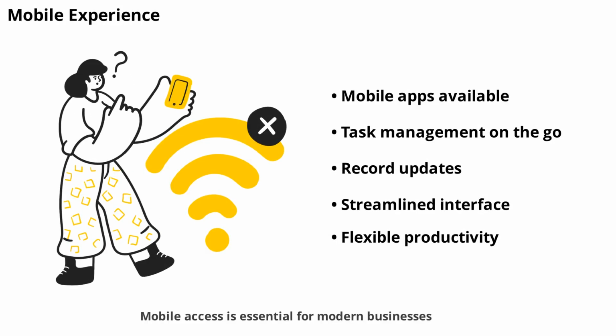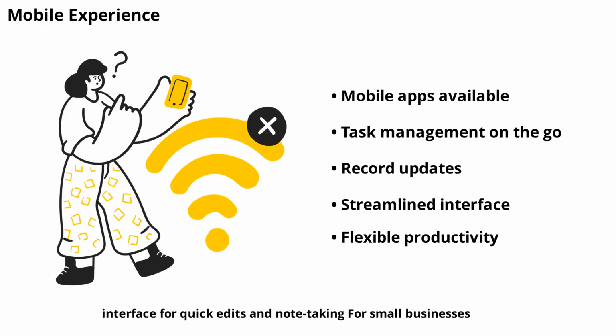Mobile access is essential for modern businesses. Airtable and Notion both offer mobile apps, allowing users to manage tasks, update records, and collaborate on the go. Airtable's app mirrors its desktop experience, while Notion's app provides a streamlined interface for quick edits and note-taking. For small businesses, mobile functionality ensures flexibility and responsiveness. We'll look at how each app supports productivity outside the office.